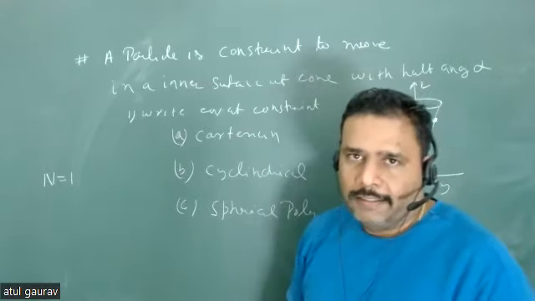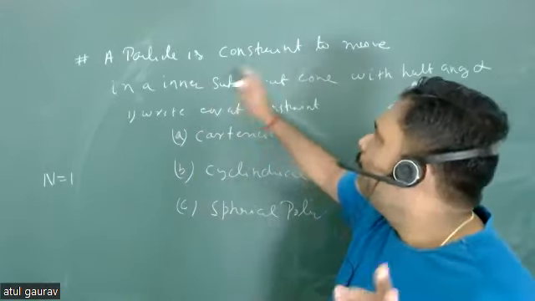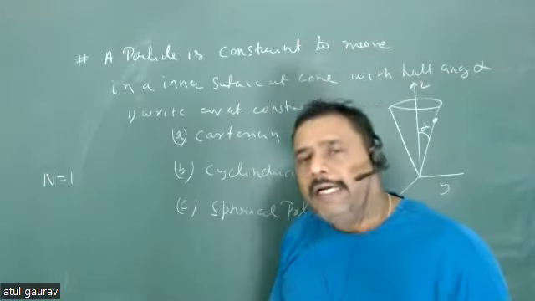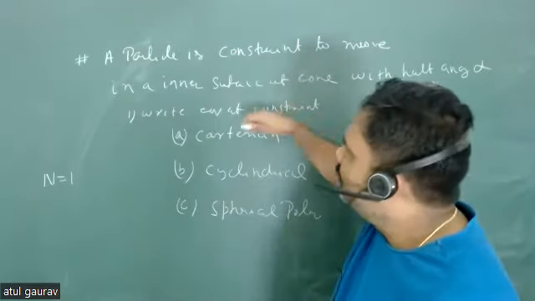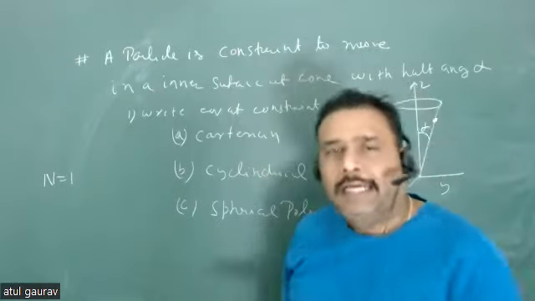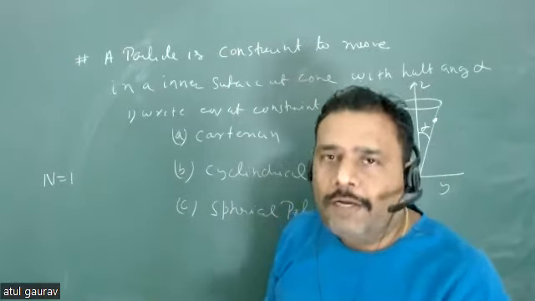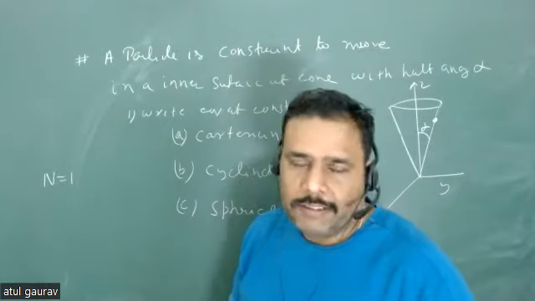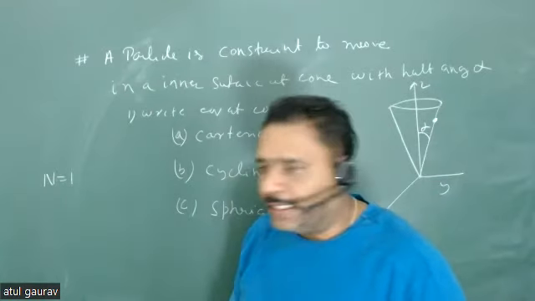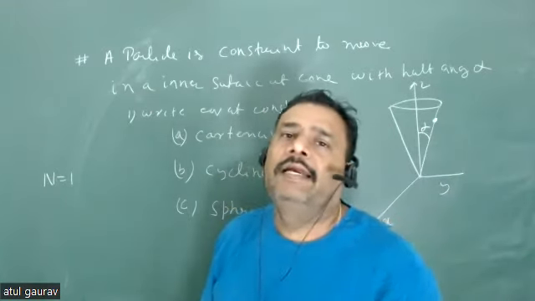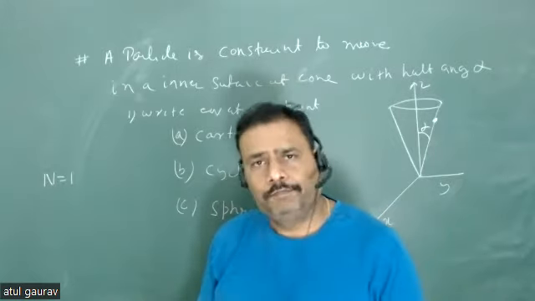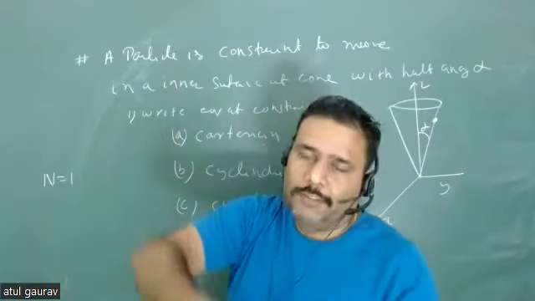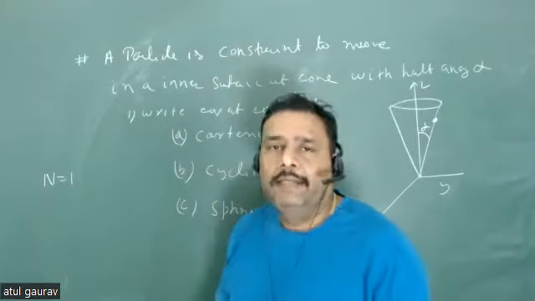So what is the constraint here? It is given that a particle is constrained to move in an inner surface of a cone with half angle alpha. Can I say, whatever is written in this English language, that the particle will always make angle alpha with the z-axis? Yes, sir. I can say that the particle always makes angle alpha with the z-axis. This is the mathematical translation of this particular configuration.